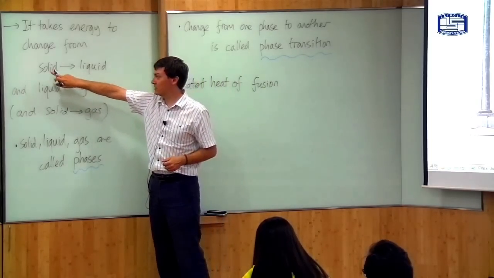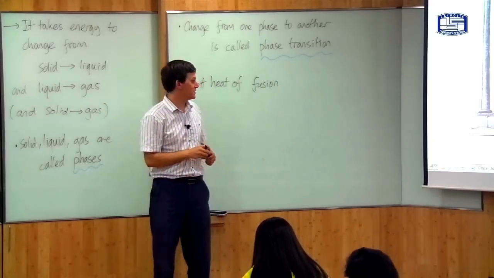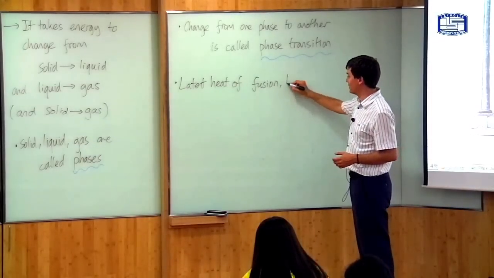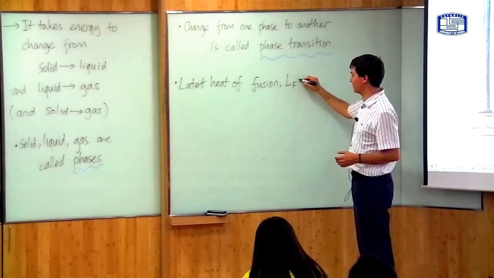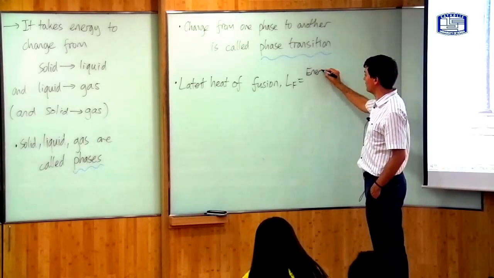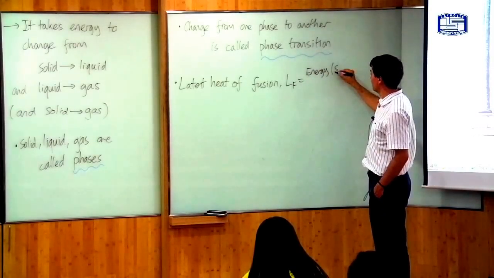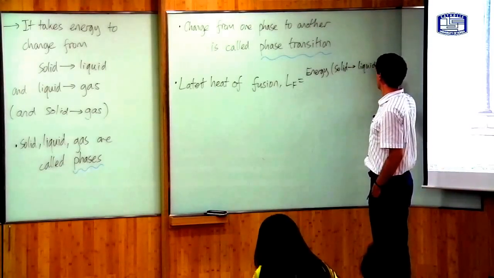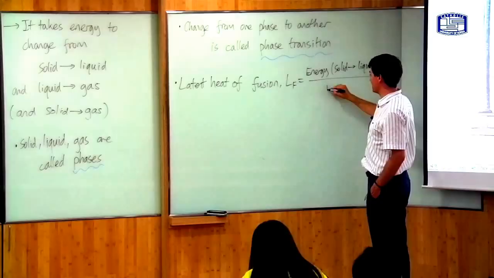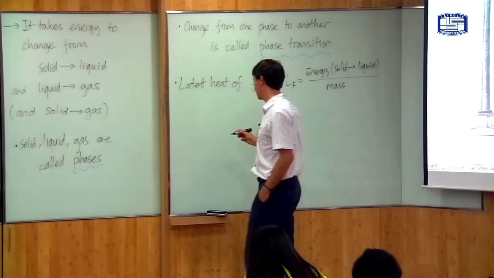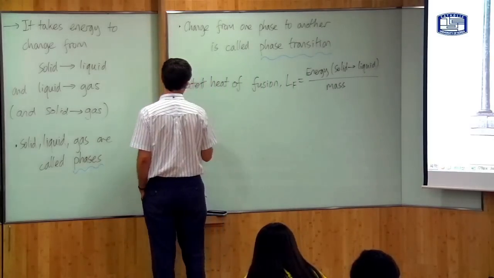The energy required to turn a solid into a liquid is known as the latent heat of fusion, and it's given the symbol L_F, F for fusion. So this is the energy needed for a solid to go to a liquid, divided by the mass of the substance.